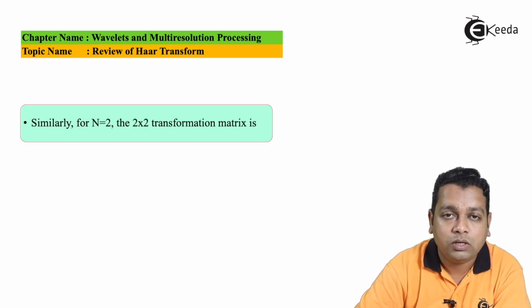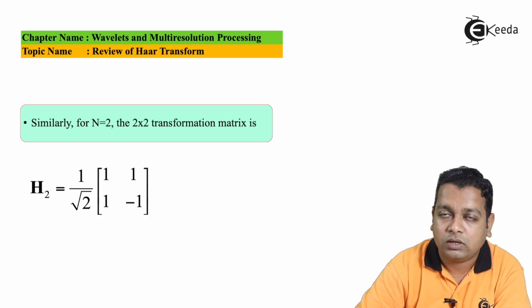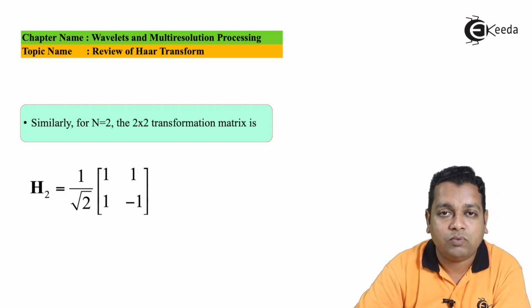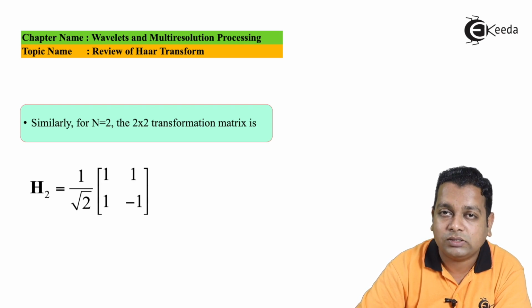Similarly, for lowering the order value, that is n equal to 2, the transformation matrix is again simplified. It has 1 1 and 1 minus 1 in the corresponding two rows, multiplied by 1 upon root 2. So this can be denoted by capital H suffix 2. Earlier it was capital H suffix 4, and earlier to that, for the n value equal to 8, capital H suffix 8 can also be represented.